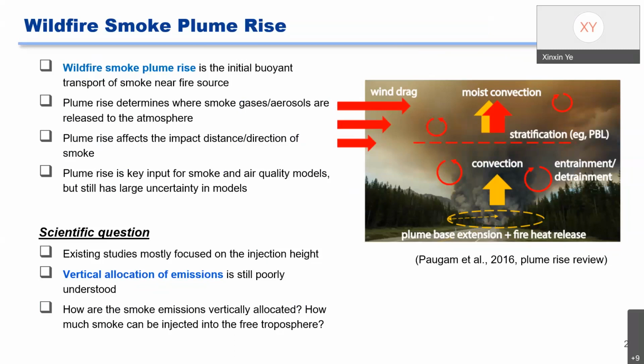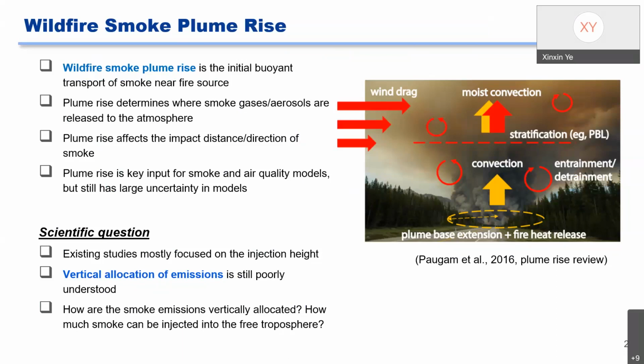atmosphere. As there is wind shear and the wind speed gets higher and higher in the free troposphere, the smoke that got injected into the free troposphere can be transported to longer distances. Therefore, the plume rise determines the location of the smoke that has been put into the atmosphere, and it also determines the impact distance of the wildfire plume. The injection height and the amount of the injection are key inputs in air quality models, but there is still very large uncertainty in these parameters in the models.